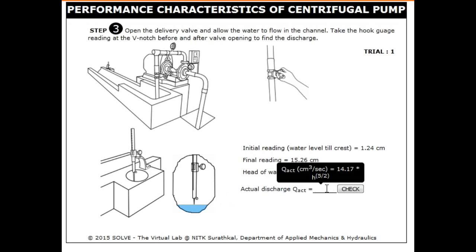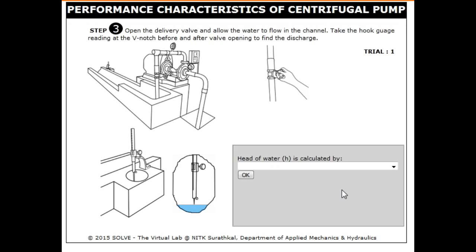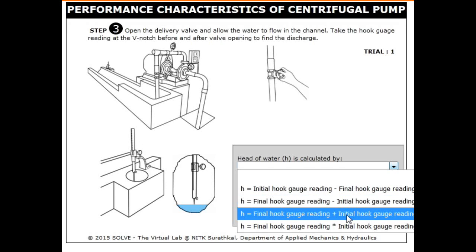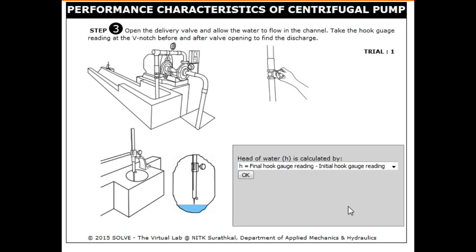So what we need is the actual discharge. This is one of the performance parameters which we use to plot the graphs. So I will enter the value. Let me check. Yes, that is correct. You can now just answer the quiz. You are right. You can read and answer that quiz.